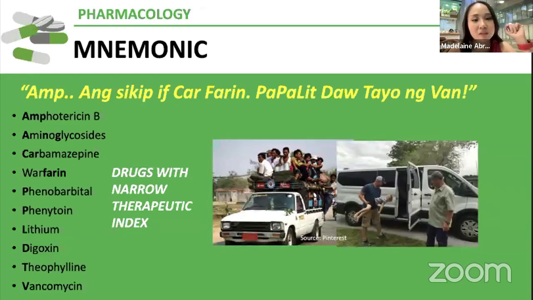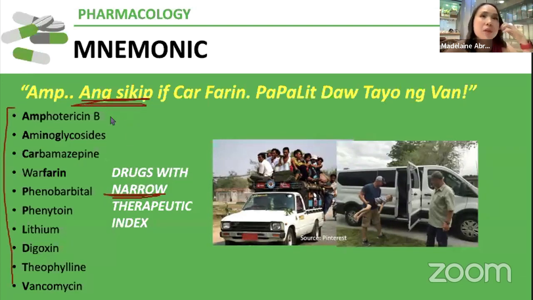So, again, when I make mnemonics, tinatry ko na kung ano yung mnemonic, nandun yung hinahanap. Kasi, hindi ko matatandaan eh. Mangyayari, alam ko lang yung mnemonic, hindi ko alam kung para saan siya. Okay, so, para madaling tandaan, ang sikip kasi narrow therapeutic index. Again, ang sikip kasi narrow therapeutic index. So, ito yung drugs. For this, we don't have the luxury of time, so I want you to memorize.